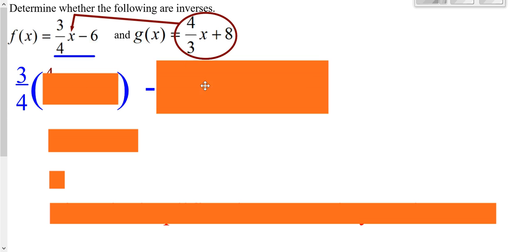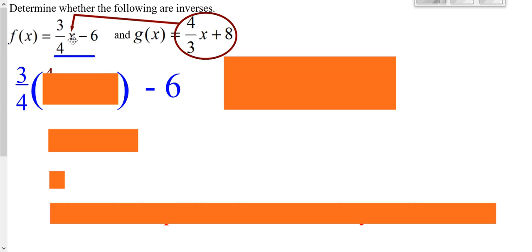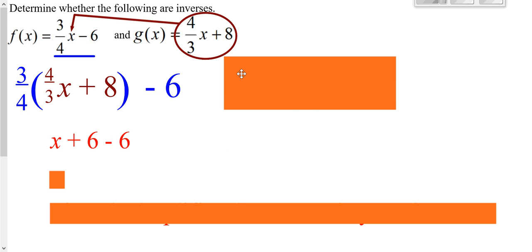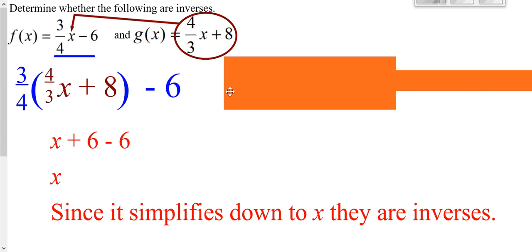If you do that, and once again, our first one is 3/4 times input minus 1, and we're going to plug in our other function. So it's 3/4 times that other function with a -6. Distribute through your blue 3/4. Still bring down your -6, collect your like terms. If you plug one function into the other function and it simplifies down to a nice normal x, well, then they're inverses. If it does not simplify down to a nice normal, just plain old x and nothing else, they are not inverses.